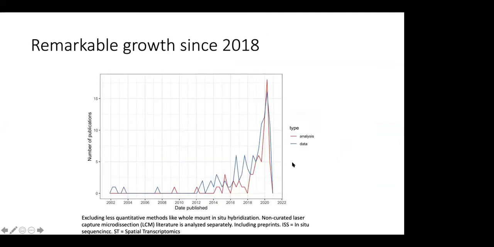Here the y-axis is the number of publications per time bin, and we see the remarkable growth of this field, especially since 2018. If the number of publications indicates interest in the field, then for quite long, interest in collecting data or developing the technology to collect data in spatial transcriptomics was ahead of the interest in data analysis. However, data analysis has been catching up recently.